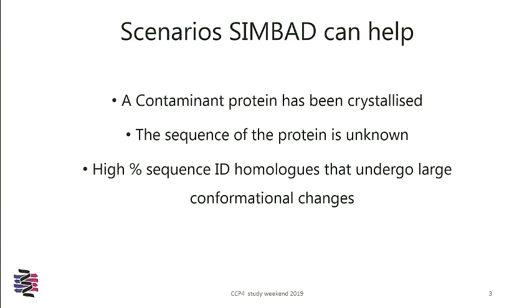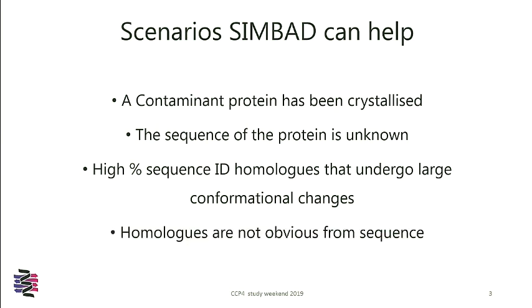Occasionally, you might have a high percentage sequence identity homolog that undergoes large conformational changes. I think we've already talked about some clever ways you can do this when you know the sequence, but it's just the idea that you might have a hinge protein or something and it is difficult to find. And finally, the homolog just might not be obvious from sequence alone.